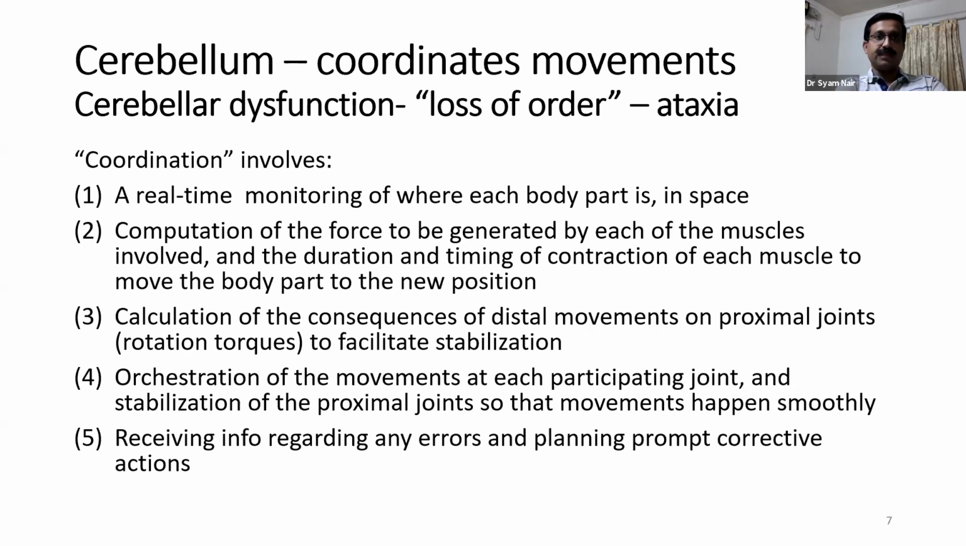There should be a computation system for calculation of the consequences of distal movement on proximal joints to facilitate stabilization. For example, in a distal movement, the wrist movement will also have some inertial impact on the proximal muscles. This is called rotation torque. When the wrist or the elbow moves, there is a rotation torque acting on the shoulder, and this should be stabilized. Otherwise, the movement will become erratic. The orchestration of the movement at each participating joint and stabilization of the proximal joint so that movements happen smoothly is a must. And there should also be a mechanism to receive information regarding any errors during the movement, and a mechanism to correct the errors.